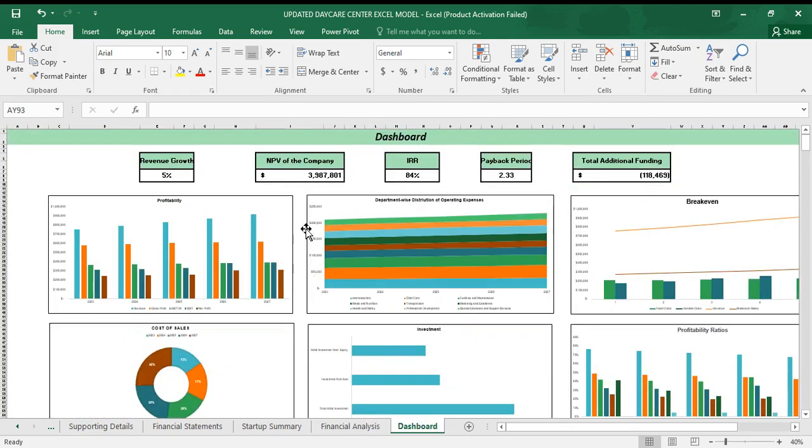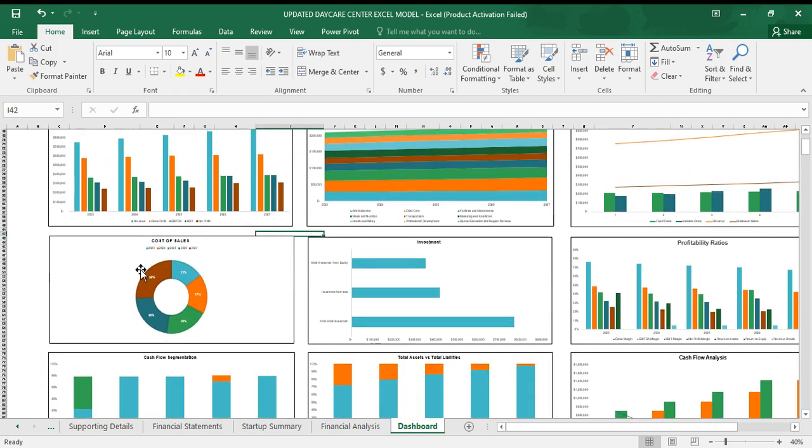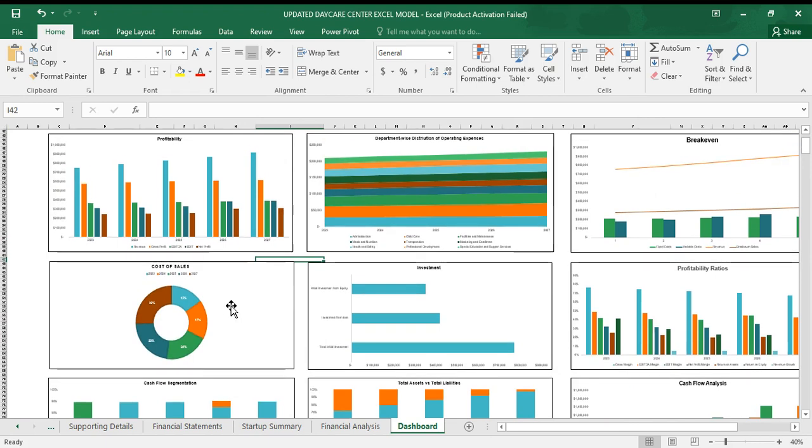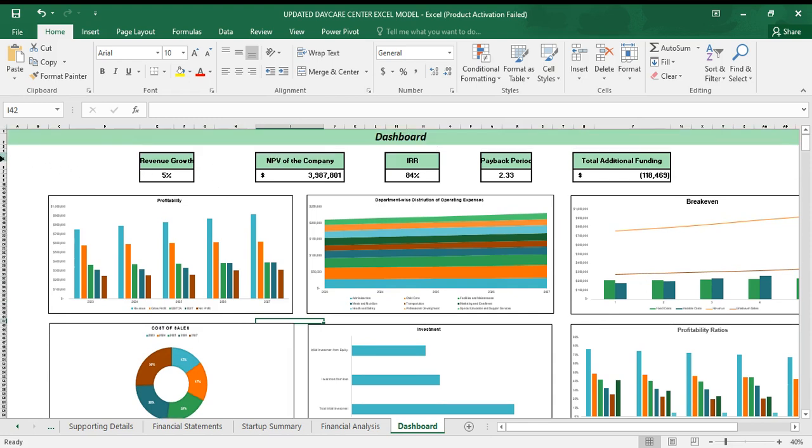Moving on to the last sheet, here we have included graphs to represent the major financials of the business that we have calculated in the previous sheets. Now these include cost of sales, total assets versus total liabilities, profitability in dollars, and profitability in ratios. We have also included a scorecard to highlight the major financials of the business.